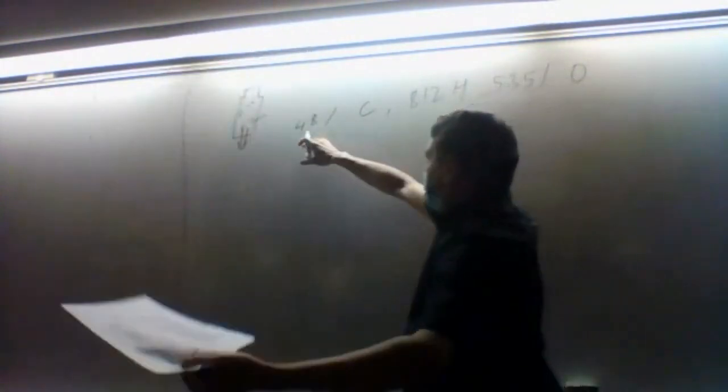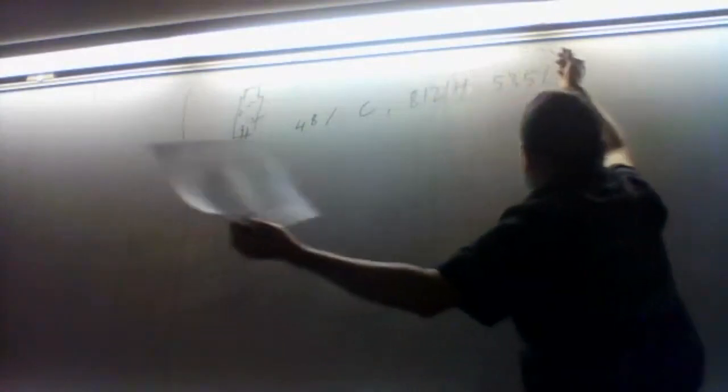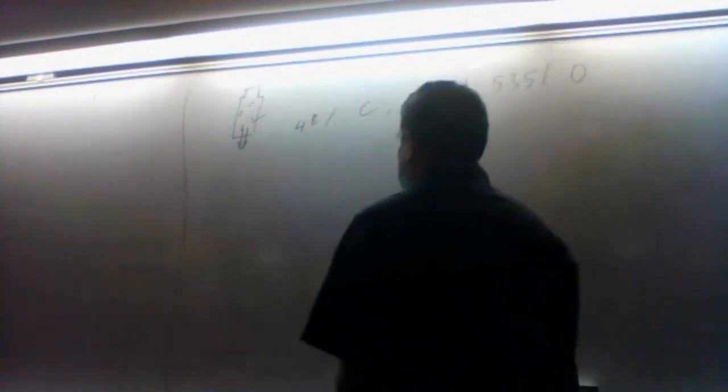showed me, okay, you have 48% carbon, 8.12% hydrogen, and 53.5% oxygen. So what is that compound in that bottle? That is what I want to find, right? Okay, so again, what we do is we just look, there is 100 grams.